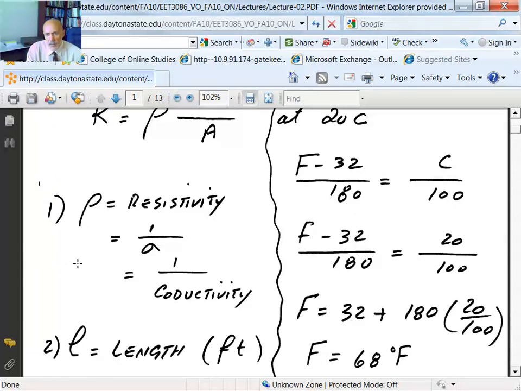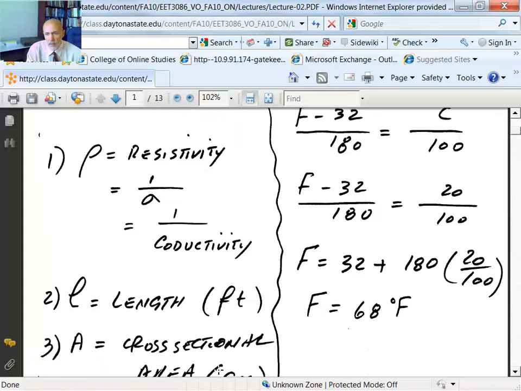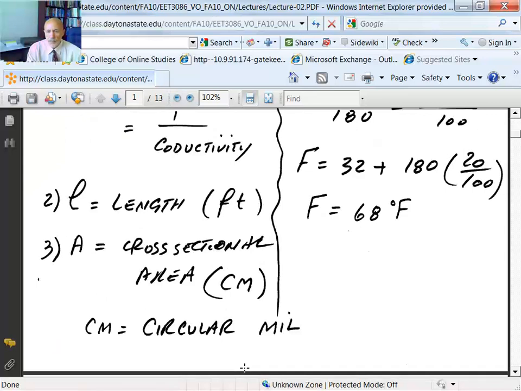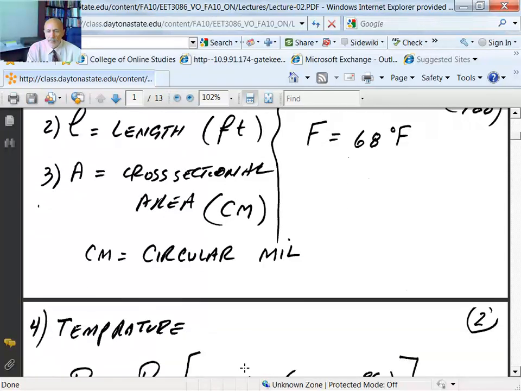So that's rho. L is the length in feet, and A is the cross-sectional area in circular mil. And CM, that's not centimeters, that's circular mil, and we'll talk about how the circular mil is actually defined. And then the fourth is also a function of temperature.